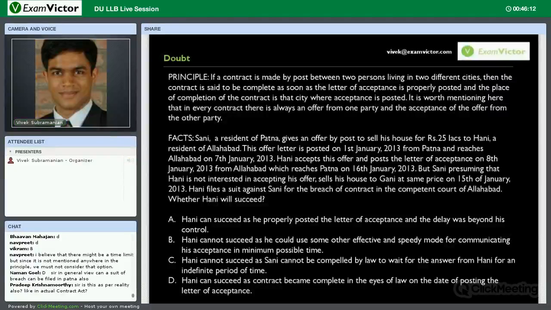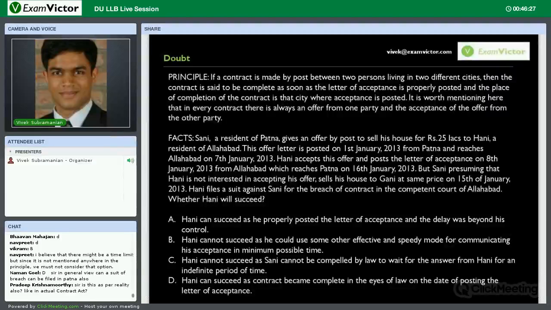The principle says so. And therefore, it's very clear that once the letter was posted on 8th January, the transaction was complete, acceptance was complete, it became binding on both the parties.